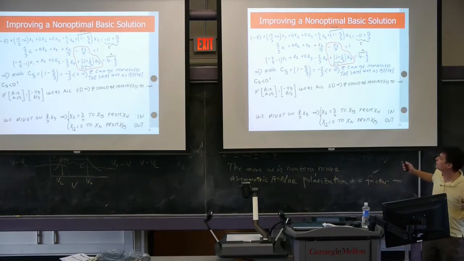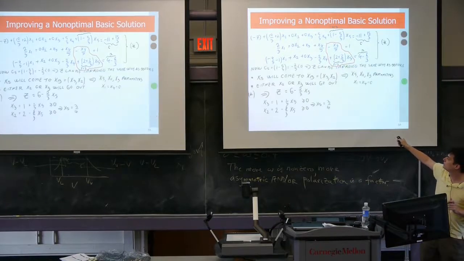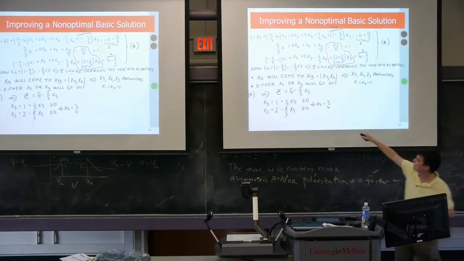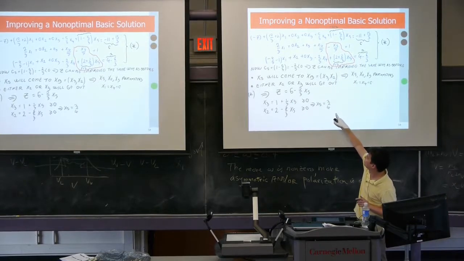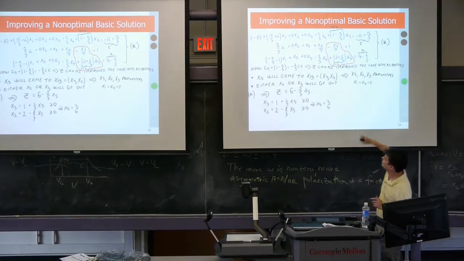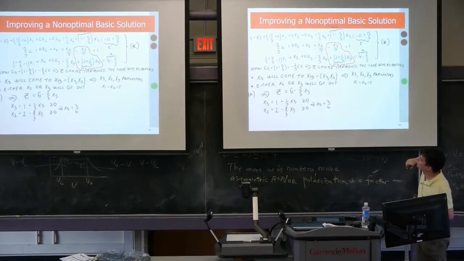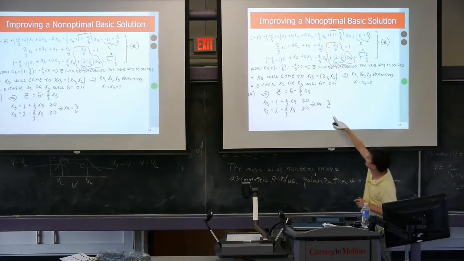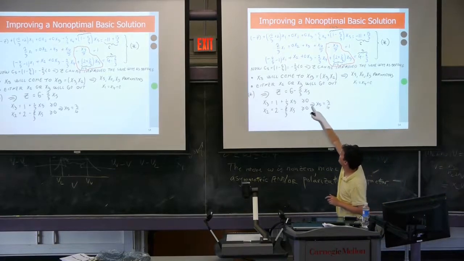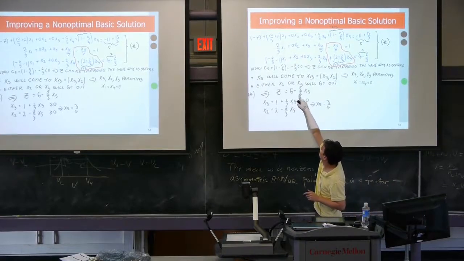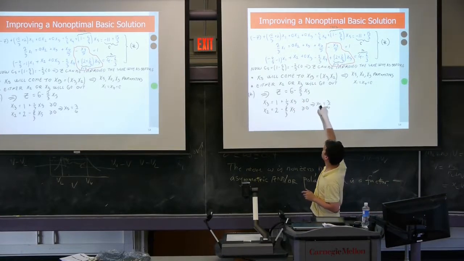Can you repeat the question? Let me go back. In this case, the minimum of z is 11 over 2 if x5 equals 3 over 4. So if x5 is 3 over 4, then this value will be 6 minus 2 over 3 times 3 over 4. That's 6 minus 1 half.